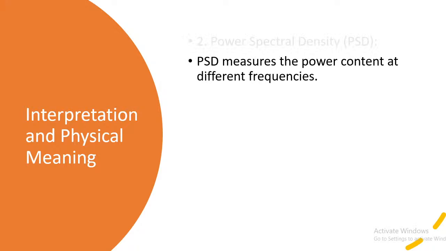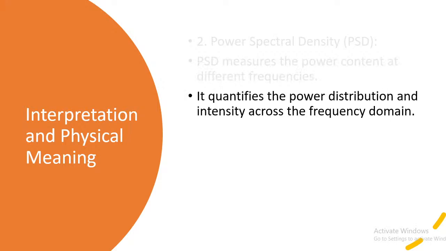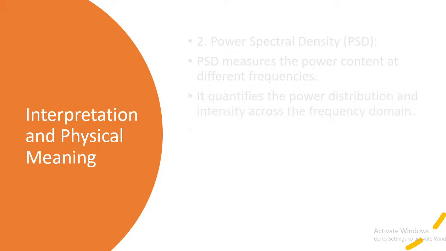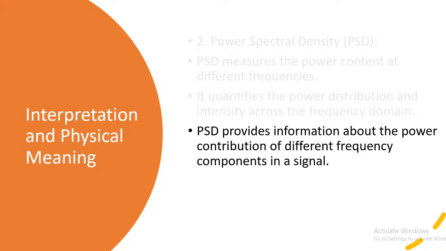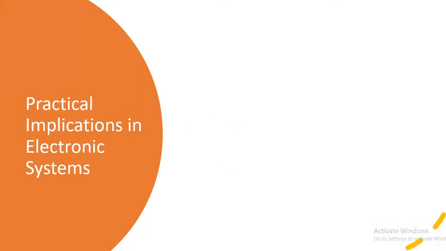Similarly, power spectral density measures the power content at different frequencies. It quantifies power distribution and intensity across the frequency domain and provides information about power contribution at different frequency components in a signal.